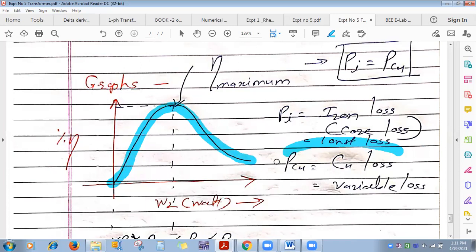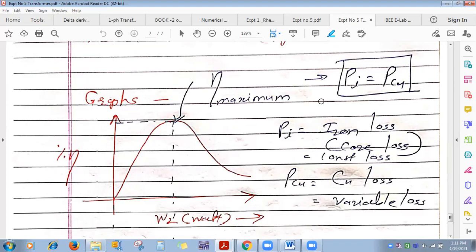But what about copper loss? We have seen I1 square R1 plus I2 square R2. As you increase the load, I1 and I2 increase. That's why copper loss increases. It means from this point to this point, copper loss is changing. In BL Thareja you will find this derivation, but it is not included in your syllabus.